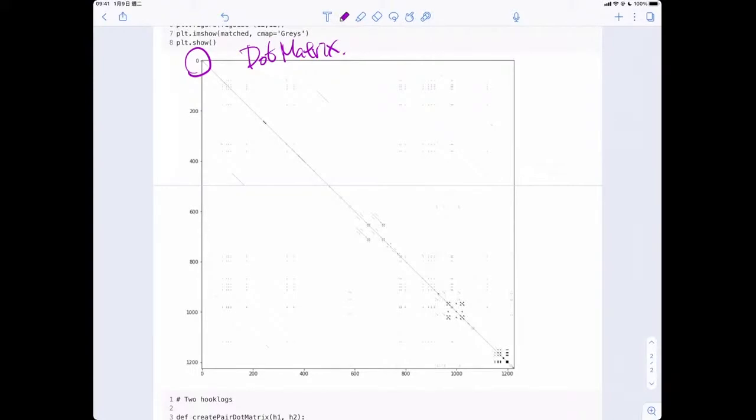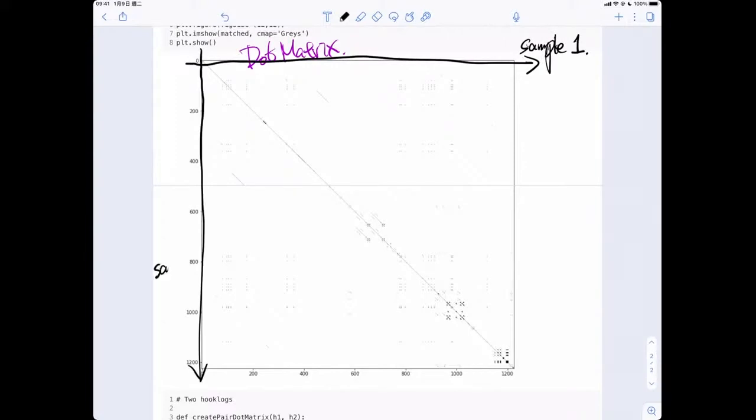You have to notice that the origin point is right here, left top side, not left bottom side. View it in this way. Here we have sample 1 and down here that is sample 2. Dot matrix is a method that helps you to analyze 2 sequences, not 3, not 1, but only 2, because you can only draw this figure on a 2D surface. So we use this dot matrix technique to help us analyze 2 sequences.